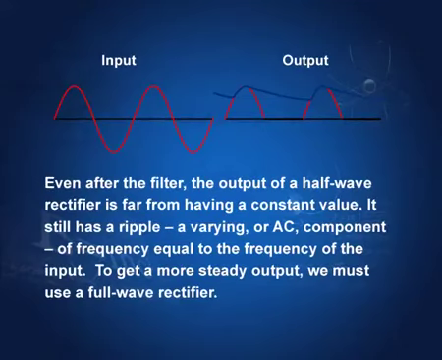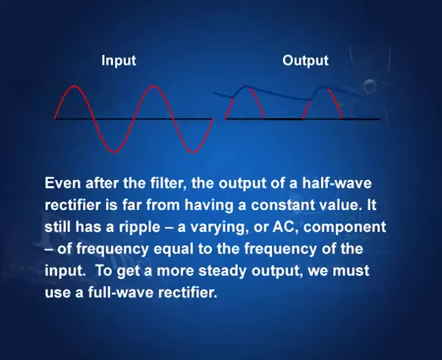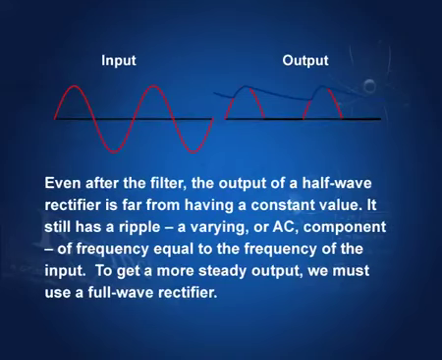So, once again to repeat, this is input, this is output. Without the filter, the output was like this and 0 volts. With the filter, with the capacitor in the output circuit, the capacitor gets charged, discharges, gets charged, discharges. So, the charging and discharging of the capacitor gives us this curve, and this filtered voltage is like this, but it is still not steady, it is still not DC. There is a ripple factor here. It still has a ripple, a varying or AC component of frequency equal to the frequency of the input.